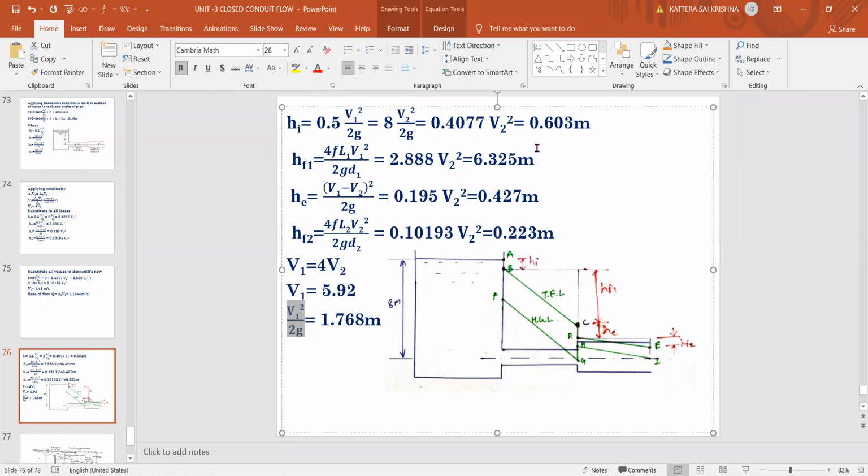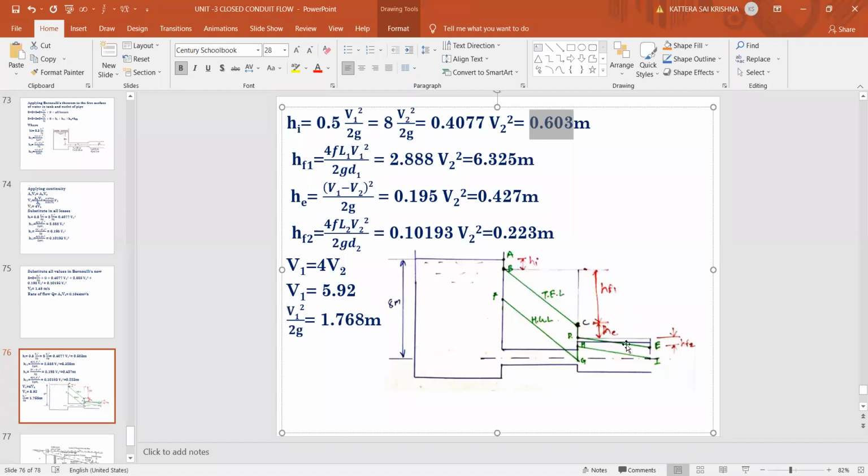Right, so now see what is happening actually. The total energy line actually starts at A. But because of the loss at the inlet, it comes to the bottom. There is a loss of Hi here. So how much is the Hi? 0.603. This is roughly how I have drawn it.